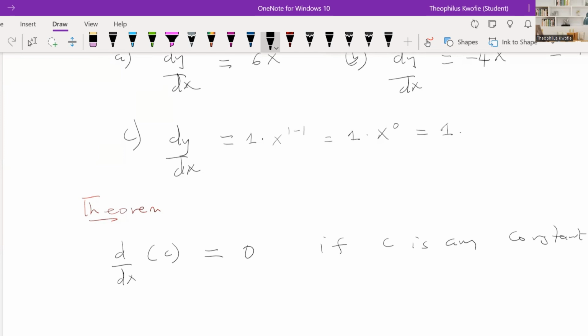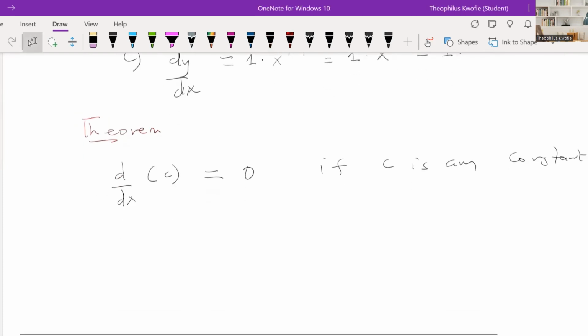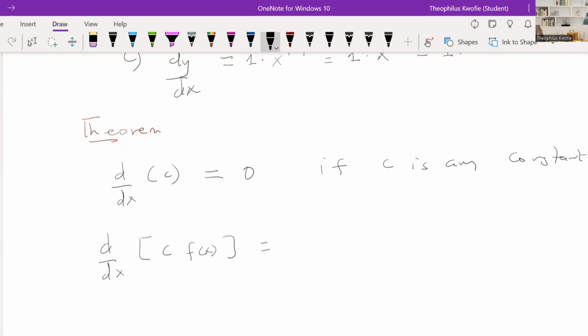Okay, so let's take note, please. Another thing I want us to take note of is that the derivative of a constant, let's call it c, multiplied by a function is just the constant times the derivative of the function. So let's take note that the derivative of a constant times a function is just the constant times the derivative of the function. So please, let's take note.